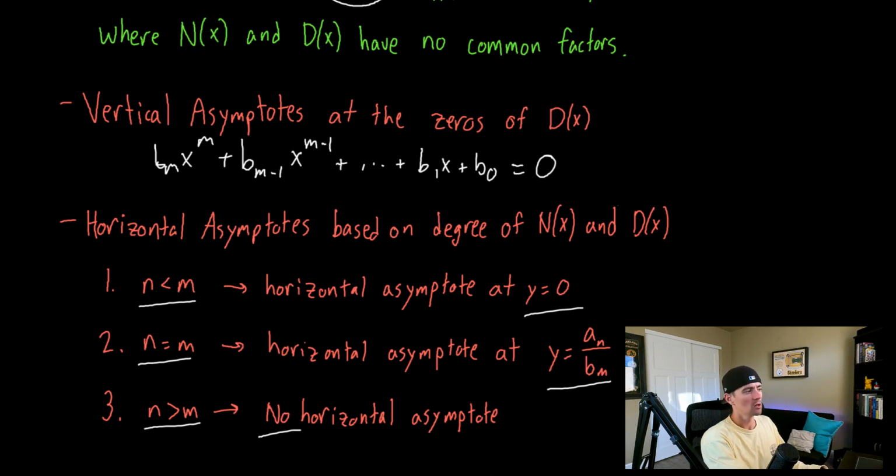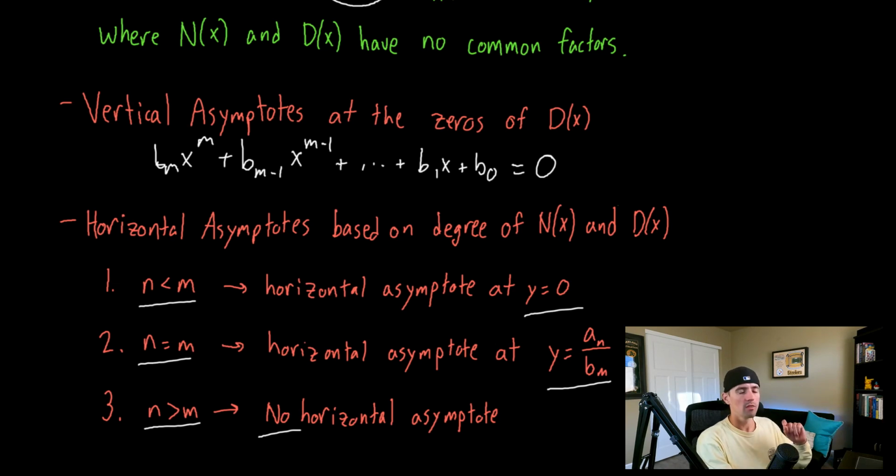So looking at these, we have three cases. Case one: the degree, the power of our highest powered x on the top of our fraction, is less than the highest power x on the bottom of our fraction. So the degree of the top is less than the degree of the bottom. That tells us we have a horizontal asymptote at y equals 0. We have one horizontal asymptote at y equals 0.